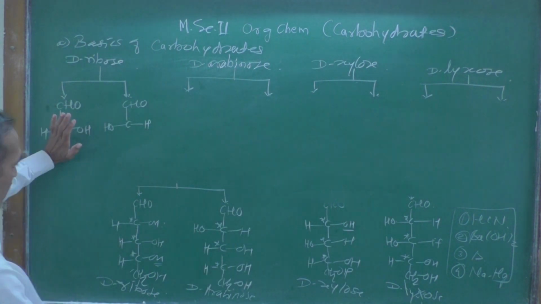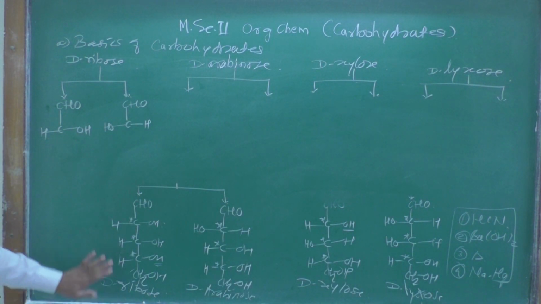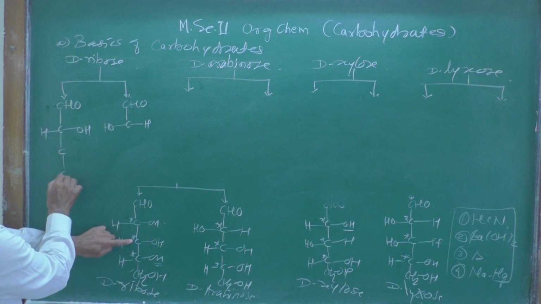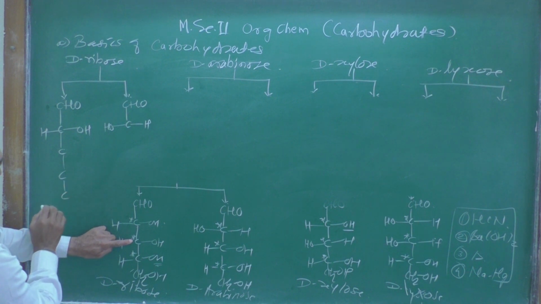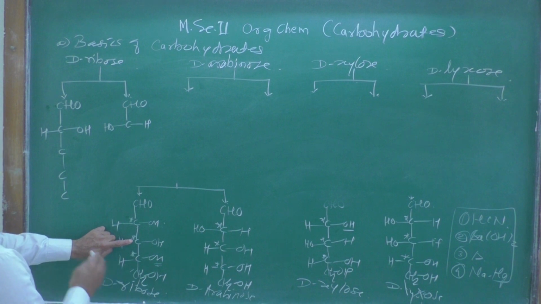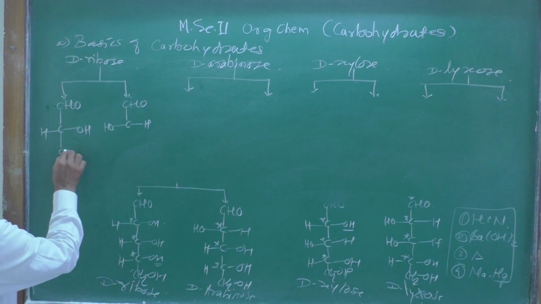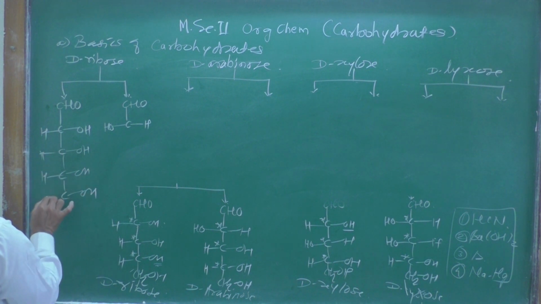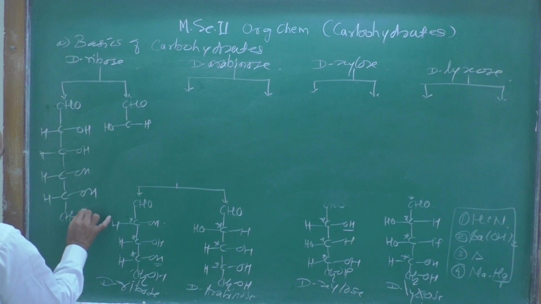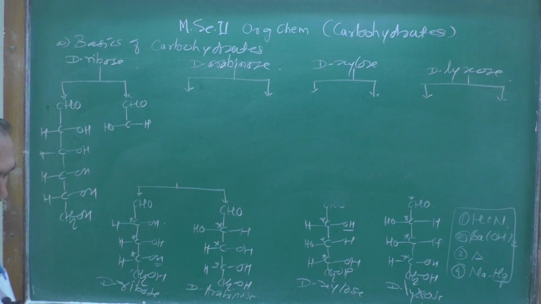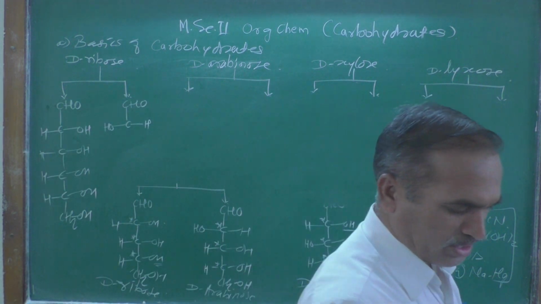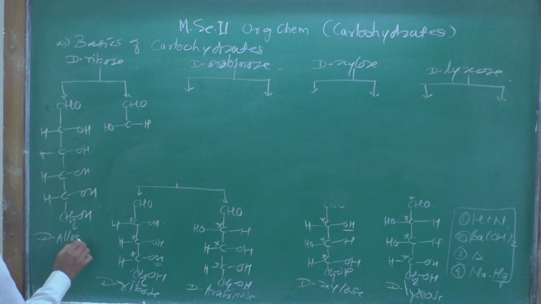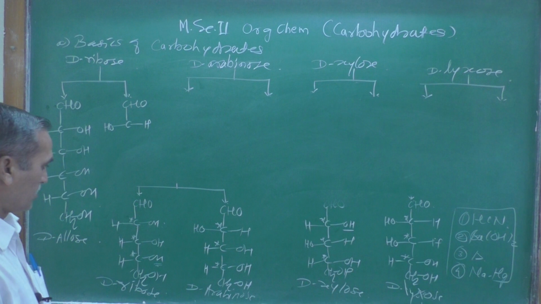So the rest of the thing, whatever of D-arabinose, remains as it is. Now start from here, 1, 2 and 3. Now here all these hydroxy groups are on the right hand side, so write it as it is, hydrogen atom, this hydrogen atom and CH2OH. The name of this compound is D-allose.